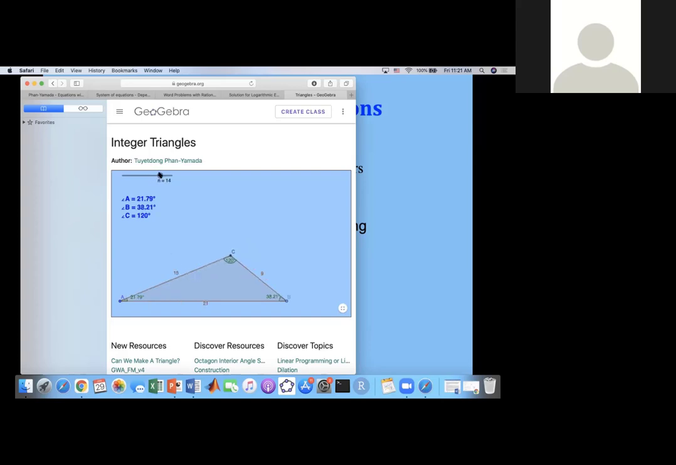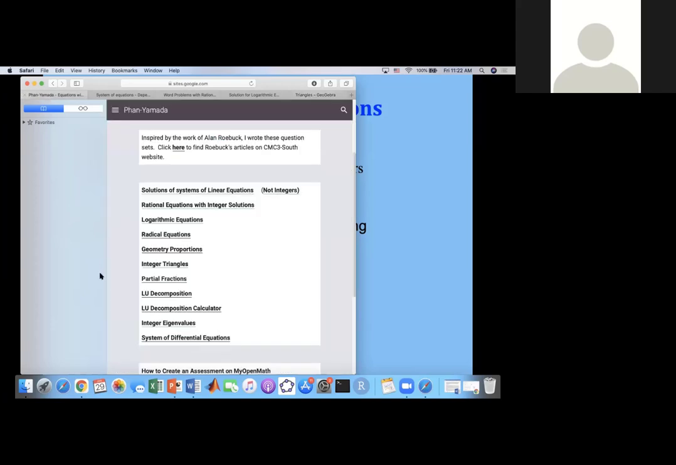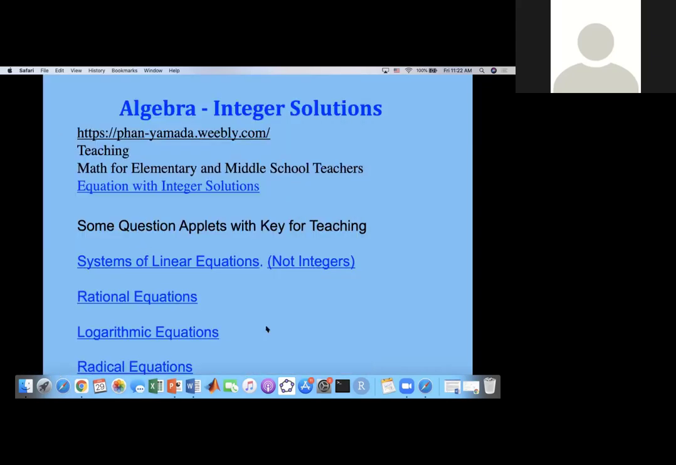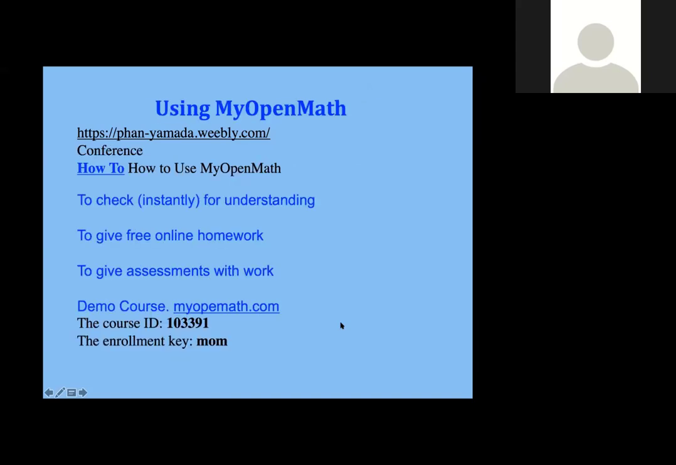For you to give your student in class to practice, it's easy to put down, okay, triangle ABC with AC equal to 15 and find the angle C. That kind of thing you can have your student do right away in your class. Nice numbers to work with. There's also something for higher levels: partial fractions for calculus, LU decomposition, eigenvalues, and systems of linear differential equations. This one is for upper-level classes. If you teach that, you can explore more over here. So that's for this part.